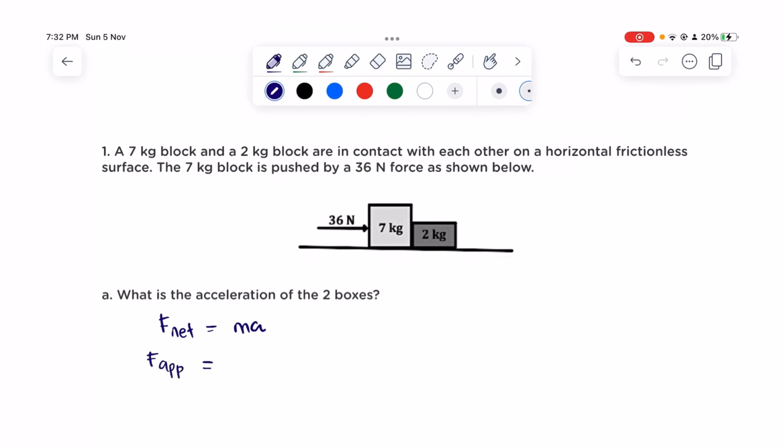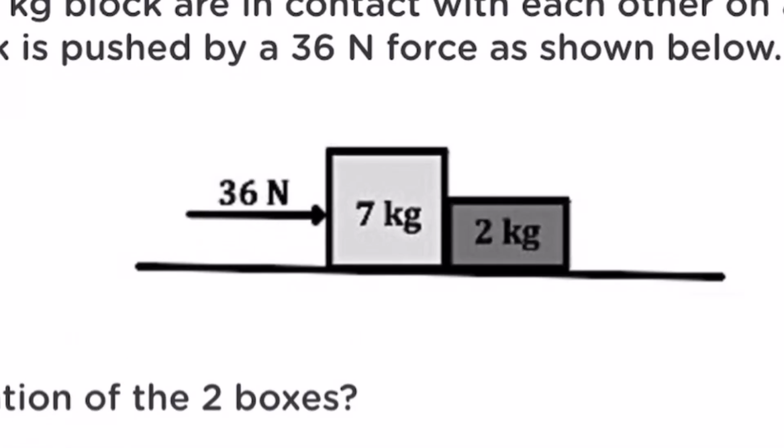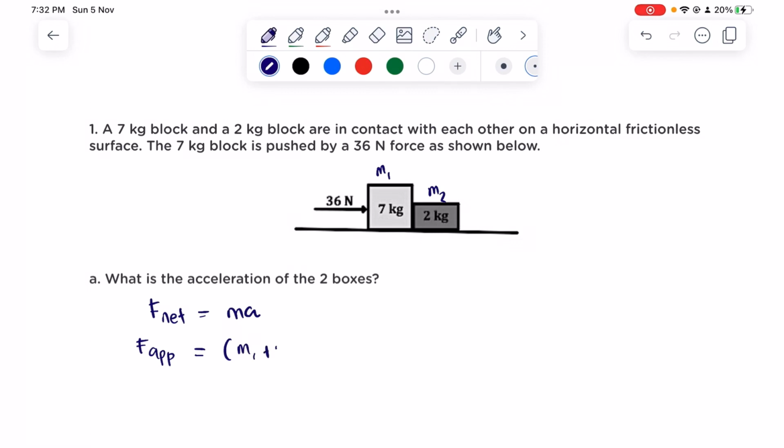And that is equal to the total mass of the system, since we are now talking about these two objects. So we will have the 7 kilogram object, if this is M1 and that is M2. So we have M1 plus M2 multiplied by the acceleration of the system. We substitute our values. The applied force is 36 newtons. Again, this is the only force that's making the system move. M1 is 7 kilogram plus M2, which is 2 kilogram, multiplied by the acceleration. And you plug these values in your calculator, you'll get acceleration is equal to 4 meters per second squared.